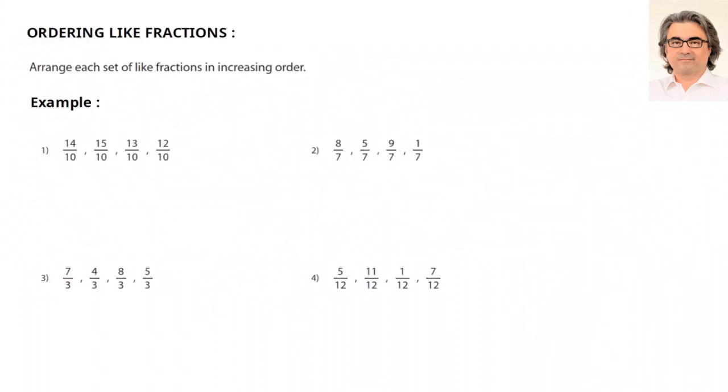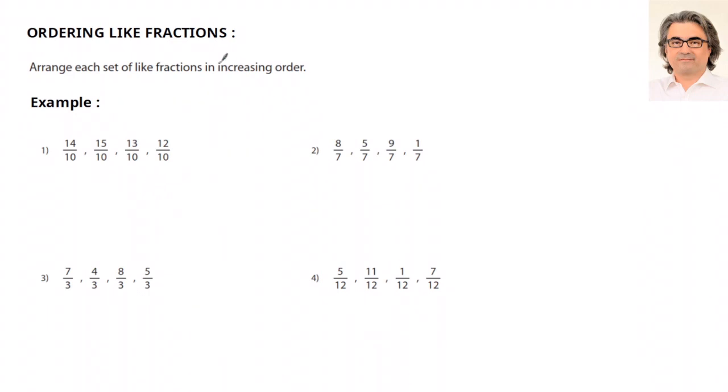Now let's come to another subtitle, ordering like fractions. Like fractions are fractions whose denominators are equal to each other. Arrange each set of like fractions in increasing order. If the denominators are equal to each other, or if the fractions are like fractions, then the fraction whose numerator is the greatest will be the greatest fraction.